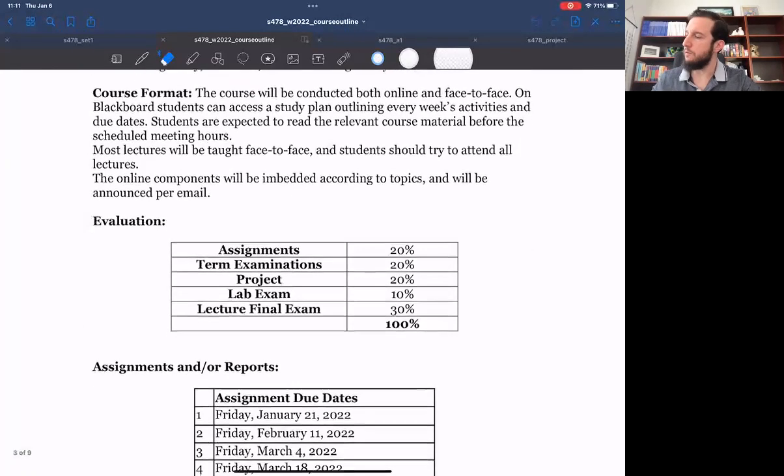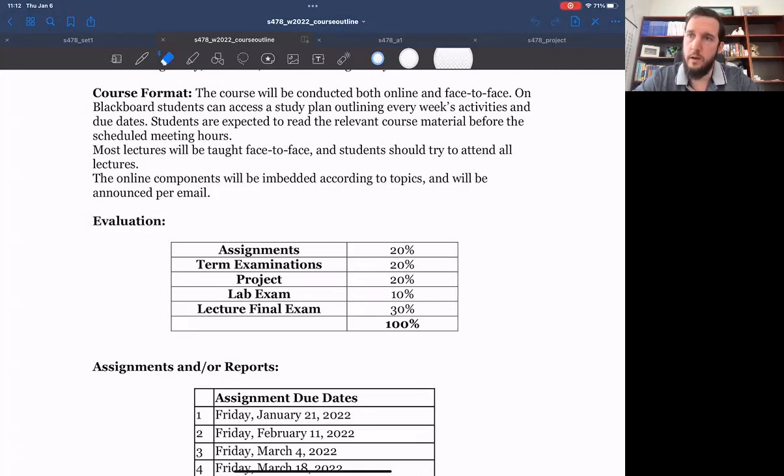Okay, I mentioned before that this is going to be a pretty traditional course, at least in terms of assessment, and really in terms of structure and delivery as well. The assignments are worth 20% of the final mark. The term tests, in which there are 2, I'll show the dates for those momentarily, are worth 20% of the final mark. The project is worth 20% of the final mark.